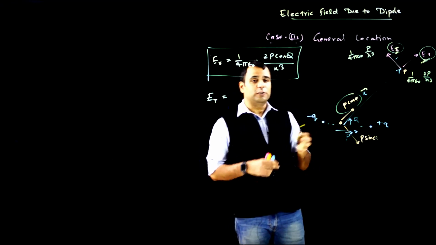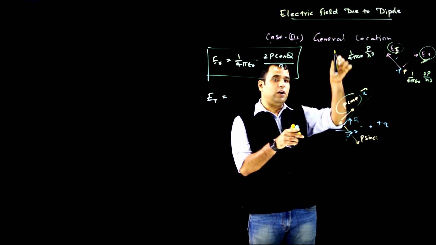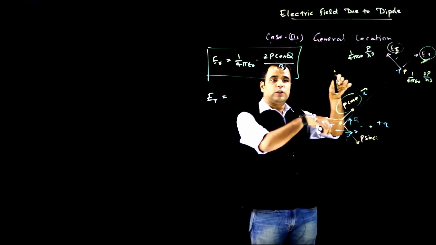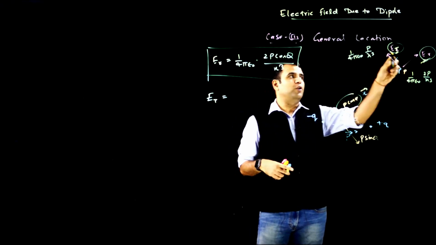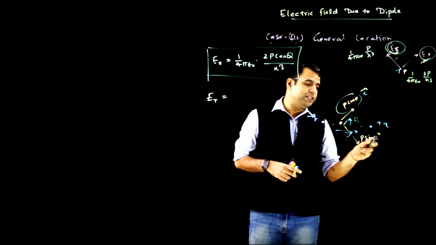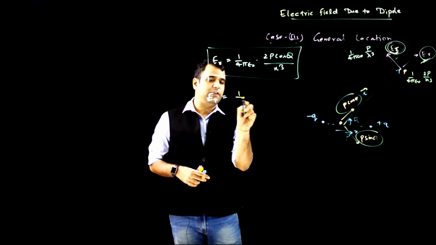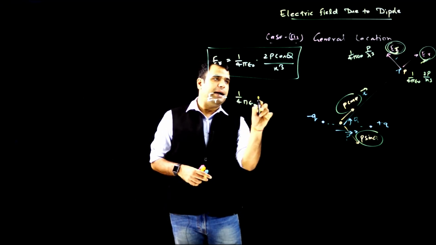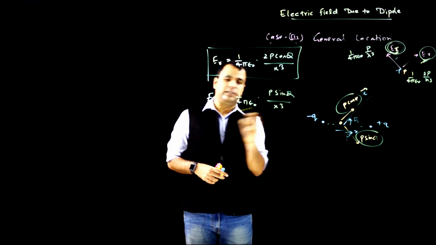The electric field was perpendicular to the perpendicular bisector, because you see, this position vector was along the perpendicular bisector, the electric field was perpendicular to it, and P was opposite to that. So opposite to that, we have to take the component of P, which is not P cos theta, it is P sin theta. So in place of P, we'll replace it by P sin theta. So it will become 1 upon 4 pi epsilon naught P sin theta upon x cube.